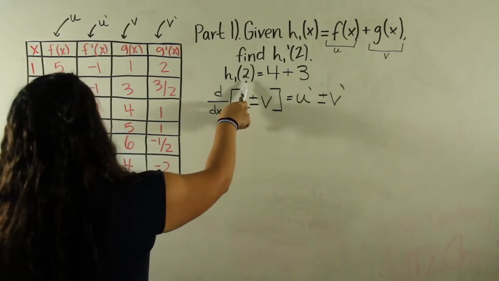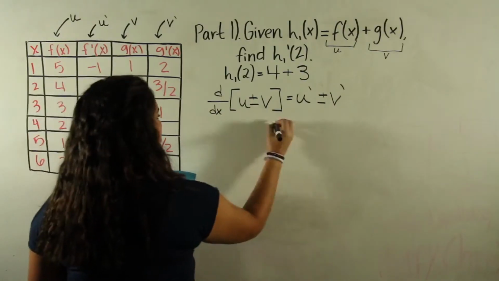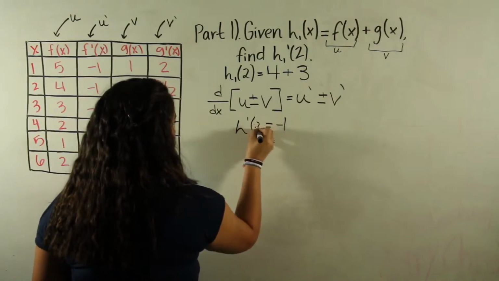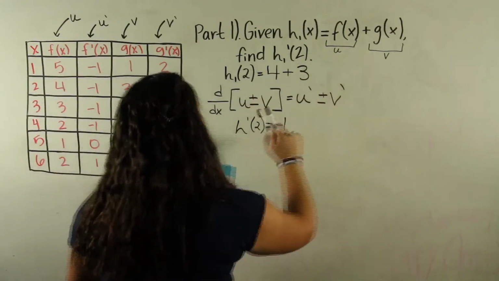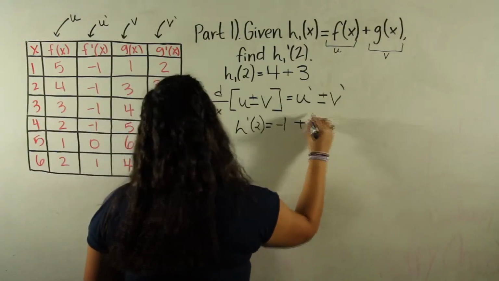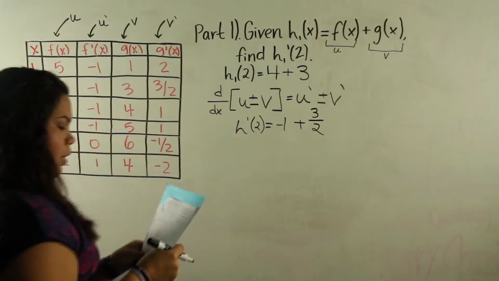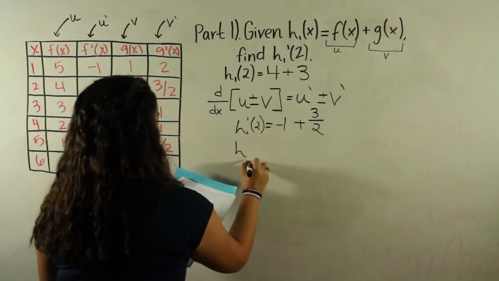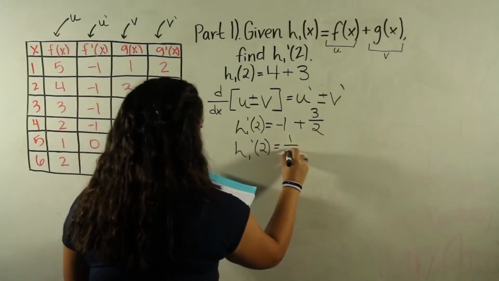So when x is 2, f prime of x is -1. This is equal to h prime of 2. Okay, g of x when x is 2, g prime of x when x is 2 is 3 over 2. Okay, so now it's just basic math. h1 prime of 2 equals 1 half.